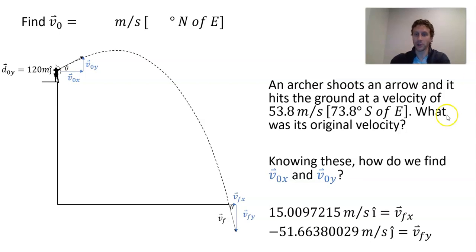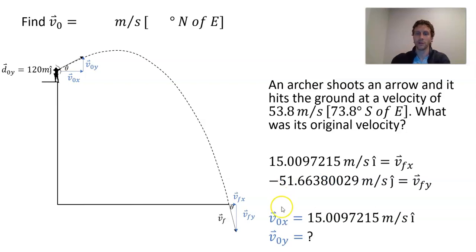So here we have some information. We've just figured out V final x and V final y. Knowing these, how can we find V naught x and V naught y? Well, V final x is going to be the same as V initial x because they don't change. So V naught x is the same as V final x because it's not accelerating horizontally. It's only accelerating vertically. So V naught x, we've already figured that out. Now we need to find V naught y.